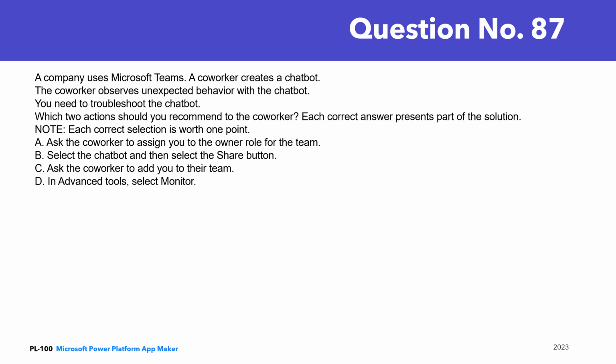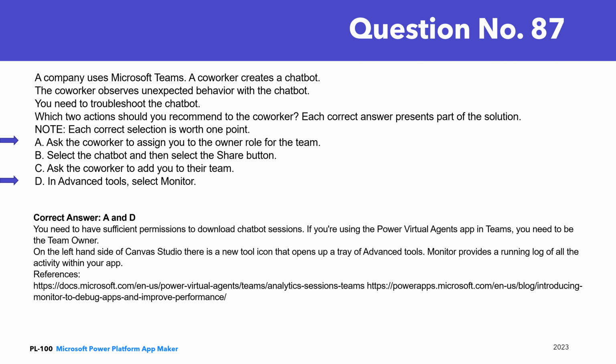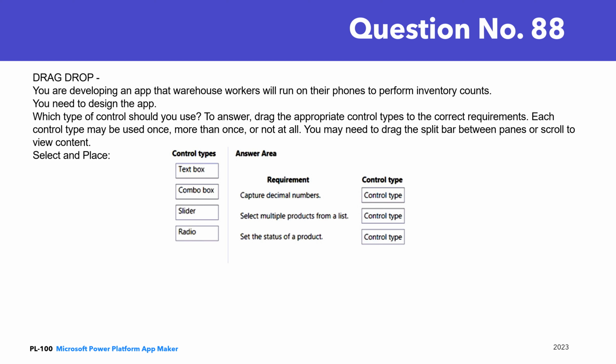A. Ask the coworker to assign you to the owner role for the team. B. Select the chatbot and then select the share button. C. Ask the coworker to add you to their team. D. In Advanced Tools, select Monitor. Correct answers, A and D. You are developing an app that warehouse workers will run on their phones to perform inventory counts.